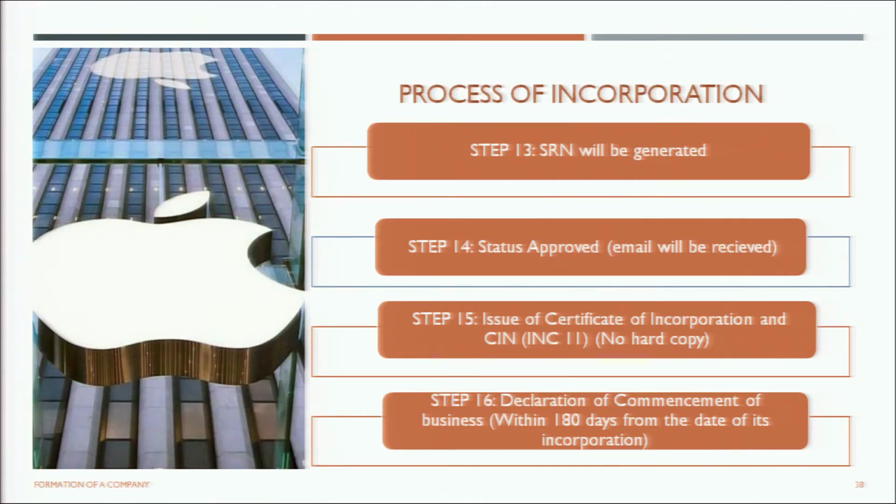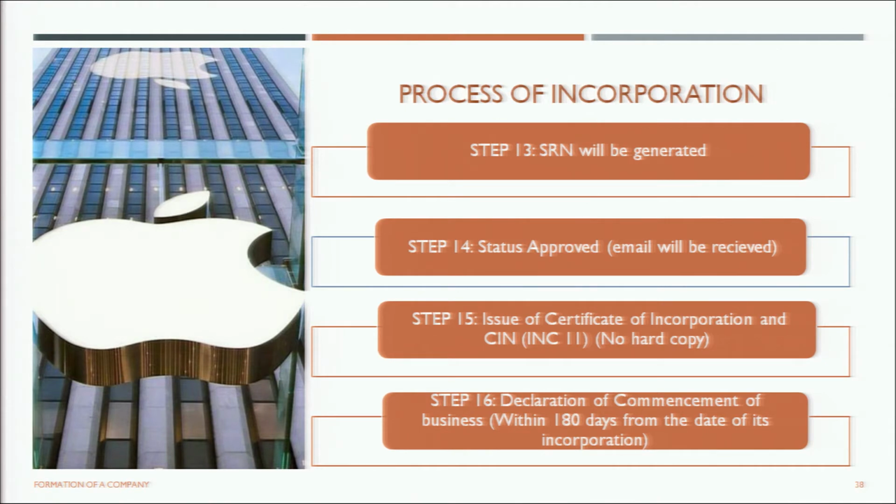But let's just assume for the time being that there are no defects in the application and the application gets accepted, then an SRN will be generated. SRN stands for Service Request Number. Status of the company will be changed from pending to approved, and an email will be received by the promoters of the company in relation to this. Then the registrar will issue a certificate of incorporation and the corporate identification number in form INC 11, and hard copies of the certificate of incorporation will not be sent.